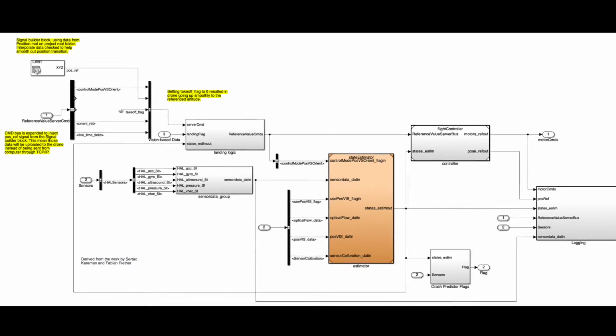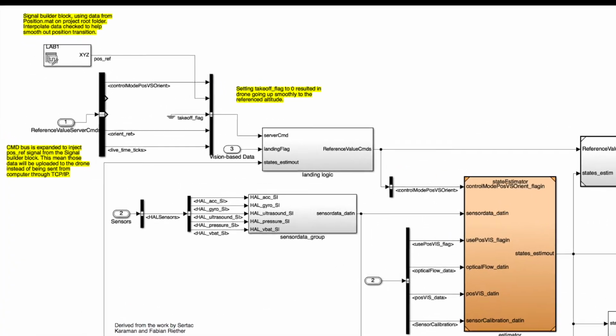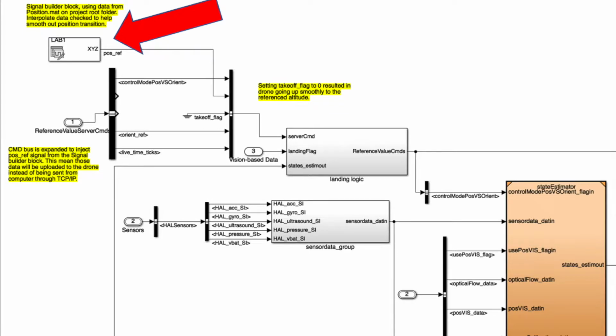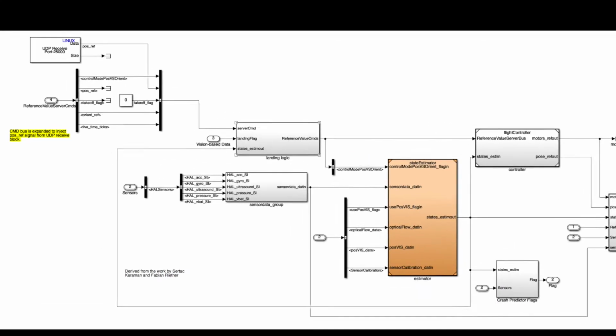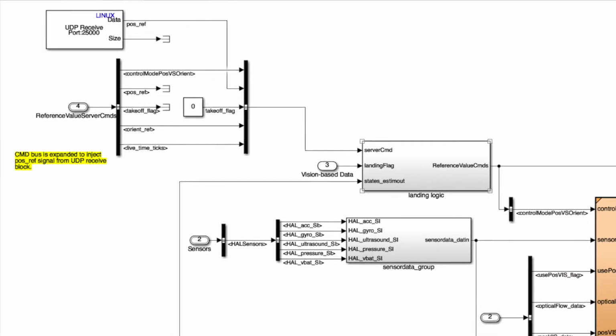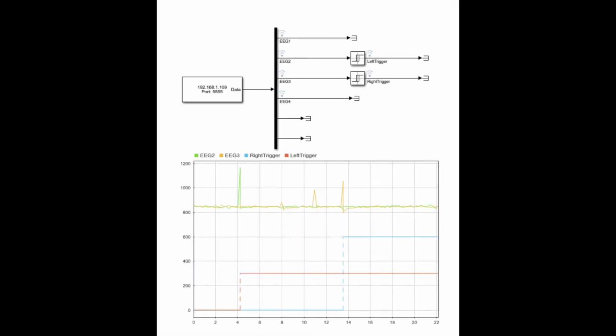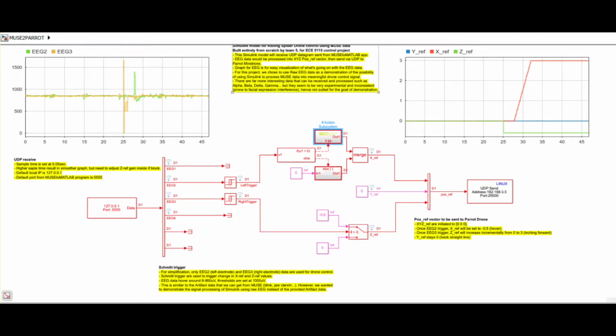During the midterm, we used a signal builder block to change the XYZ coordinates on the drone. We replaced that block with a UDP receiver block that comes with Simulink. We took the EEG data and put it into a bus so that way we could manipulate it from there. We used a graph to see the output and found that the most reliable data came when the user blinked. We used these graphs again in the next step while reading the data.